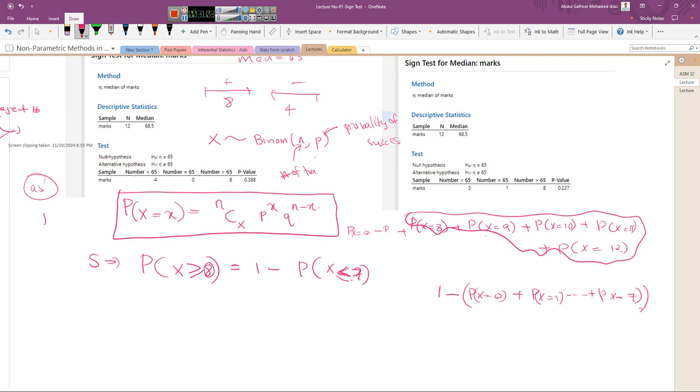Now I will tell you how you can use your calculator for finding this out. So we know this can be written as 1 minus the summation for x equal to 0 to 7 of the probability of X equal to x. I can write it this way.